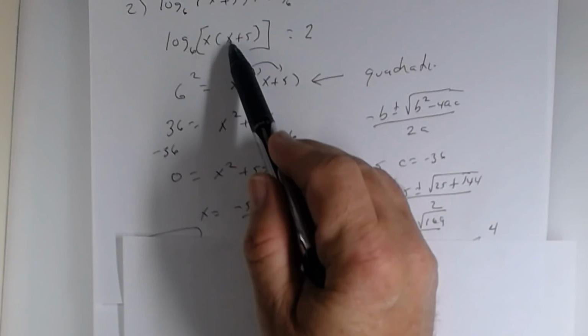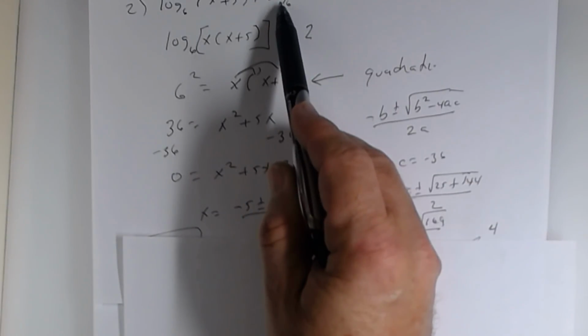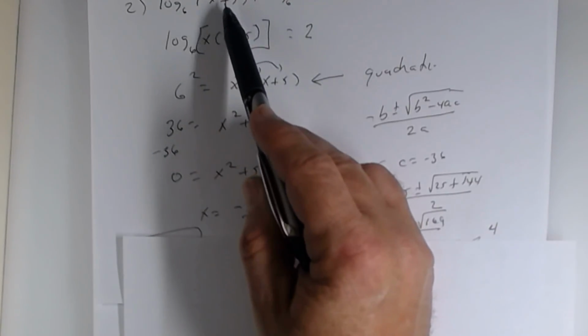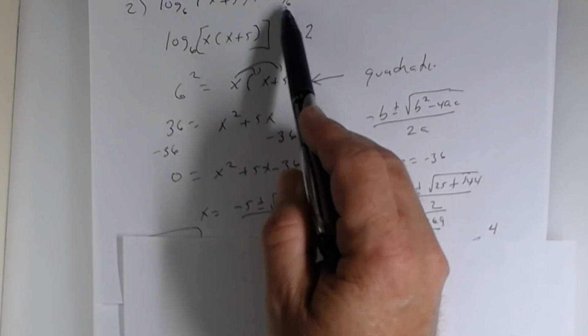Yeah, that's a good question. How'd you get, you had 2 logs on top, and then you just have one? I condensed it. The product rule. Same thing. Log 6 and log 6, right? The bases are the same.